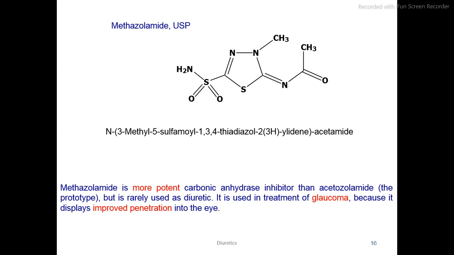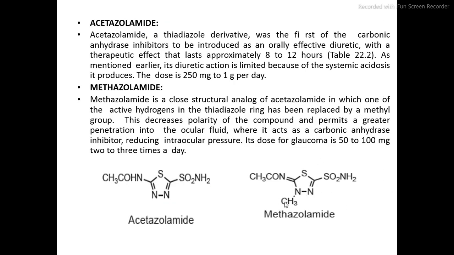Methazolamide is a close structural analog of acetazolamide, in which one of the active hydrogens of the thiadiazole ring is replaced with a methyl group. This decreases the polarity of the compound and permits greater penetration into the ocular fluid, where it acts as a carbonic anhydrase inhibitor, reducing intraocular pressure. The dose in glaucoma is 50 to 100 mg, 2 to 3 times a day, as it is available in drop form.